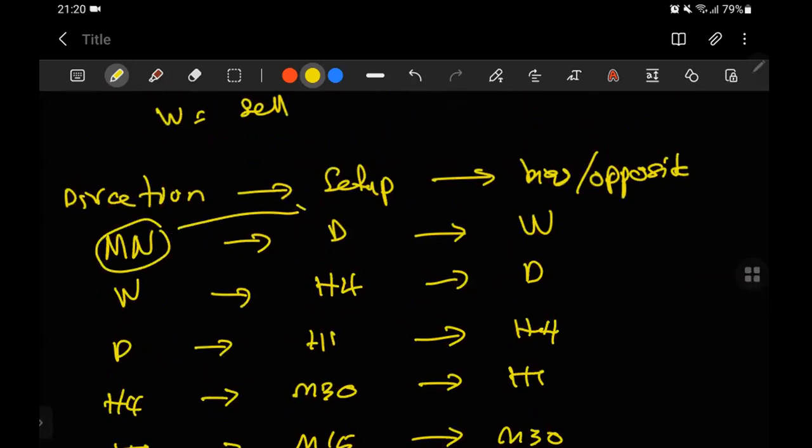So we're gonna find our setup at daily. And after we entry at daily, we have to make sure the daily breaks the bias, which is the weekly, which is sell. So in order for the market to go further, the daily needs to break the weekly.